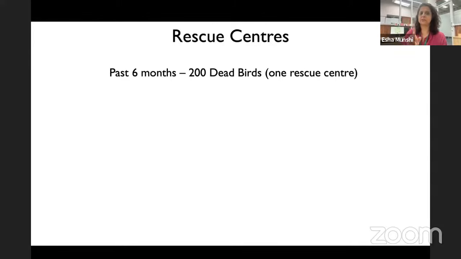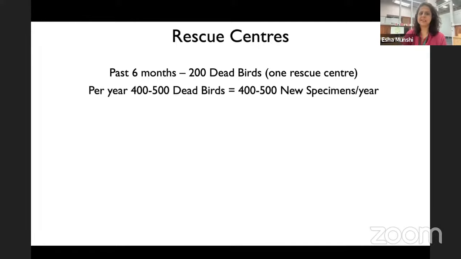There are some statistics that in the past 6 months, 200 birds could not survive, whatever the injury, ailment, poisoning, or reason. So half of them cannot survive and cannot be released back to the wild. That's like 400, 500 dead birds per year in one rescue center. And we are talking about feather specimens, 400, 500, without doing any further damage because they have been declared dead.